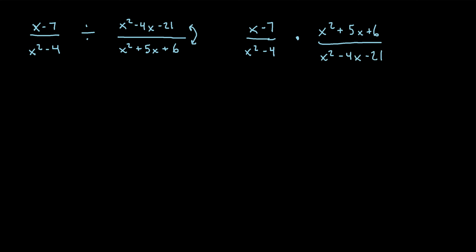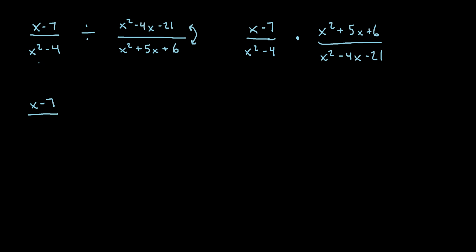So we haven't changed anything. Dividing by this fraction is the same as multiplying by the reciprocal of that fraction. So this just makes it a little bit easier to work with. Now that we've rewritten it, we can factor the numerator and the denominator of each expression and then just multiply straight across. So let's do that. We have x - 7, there's nothing to factor there.